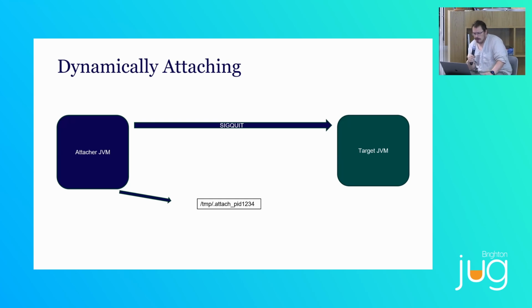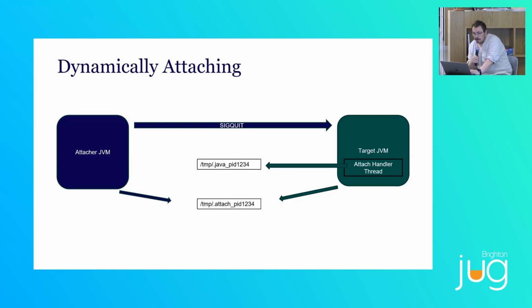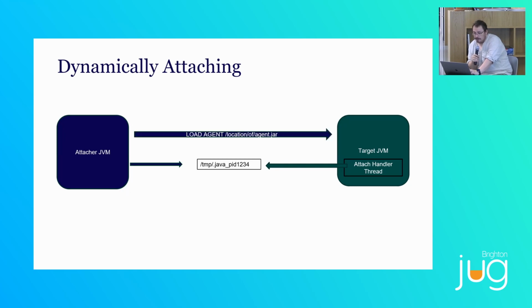Send a SIGQUIT, which is similar to a SIGINT, which you do with Control C. I forgot what the actual command is now. Anyway, it does that, and then the target JVM gets that SIGQUIT signal. And rather than quitting, it looks for a file, the file that was created by the attacher JVM with its process ID name under /tmp, realizes that's what's happening and does something else. It creates an attach handler thread, then creates a socket, which is used for inter-process communication between the attacher JVM and target JVM. And then the attacher JVM connects to that socket as well, and then passes the load agent argument, as was seen previously, and that gets injected into the target JVM.